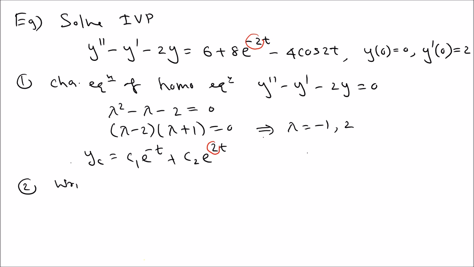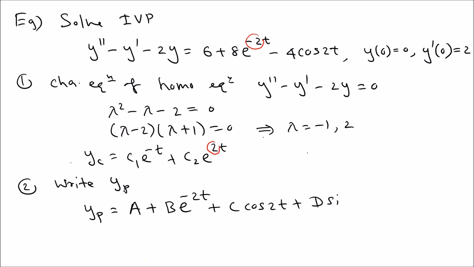So write yp. Let's go term by term. 6 is a constant, so we can add A for that. That's the polynomial part. Then we have 8e to the negative 2t, the exponential term, so that is B e to the negative 2t. And then we have cosine, so we go with C cosine 2t. And also you need to add the sine term. That's the rule. Whether you have cosine or sine, you still need to add both.